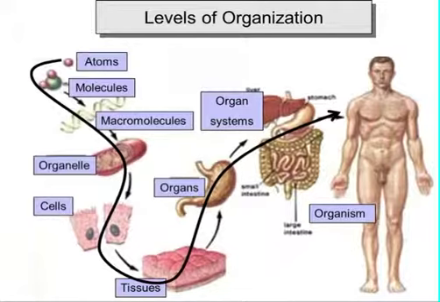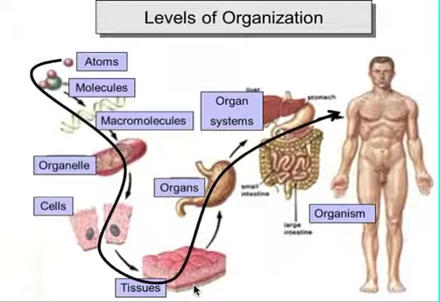Now a group of cells that works together to perform a specific function forms a tissue. Okay, so once we move from cells to tissue, we move from the cellular level of organization to the tissue level of organization.